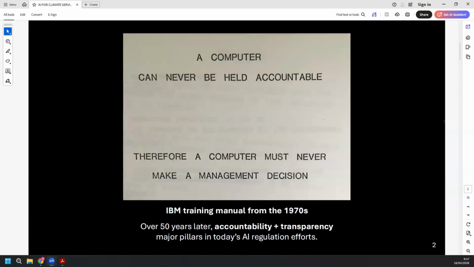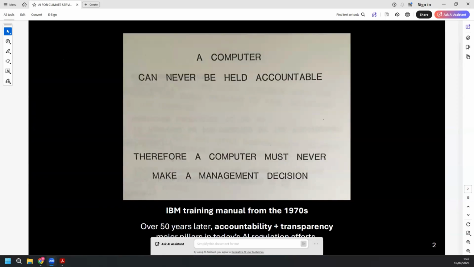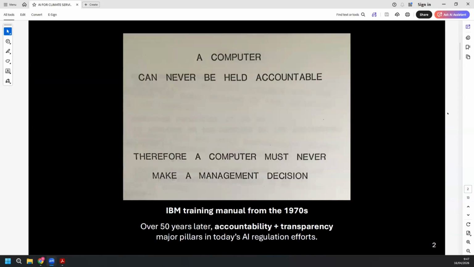I wanted to start this session just by showing this slide because it's a good reminder that we've asked ourselves the same questions, we've had the same concerns regarding computing making critical decisions. This is from an IBM training manual from the 70s. And over 50 years later, we're having the same conversations and the same concerns about accountability and transparency when AI is making critical decisions.